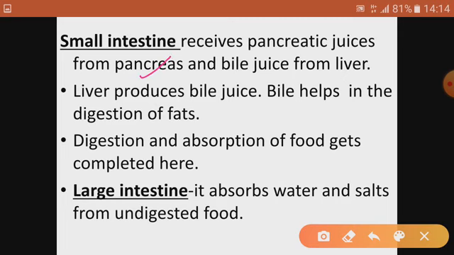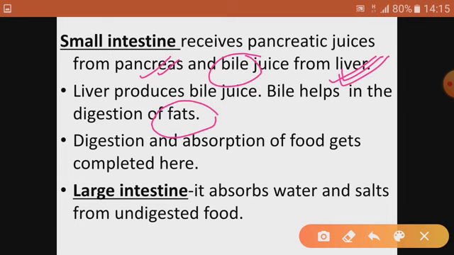You can see here two glands are there. One is pancreas and another one is liver. Pancreas releases pancreatic juices and liver releases bile juice. Bile helps in the digestion of fat, because when we eat food, it has a fat component also. So this fat is digested by the bile juice, and bile juice is released by the liver.